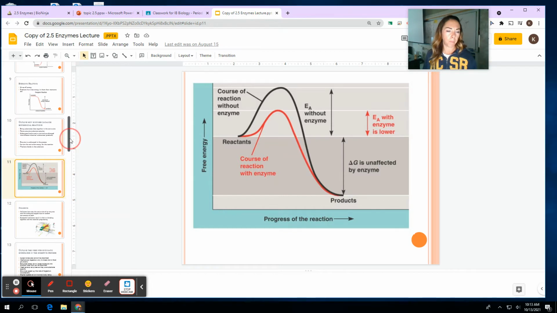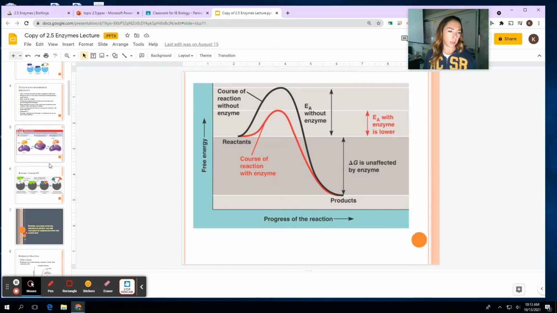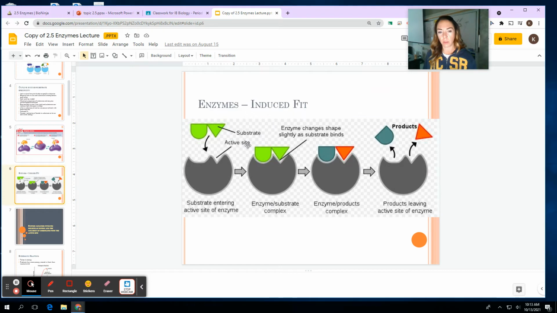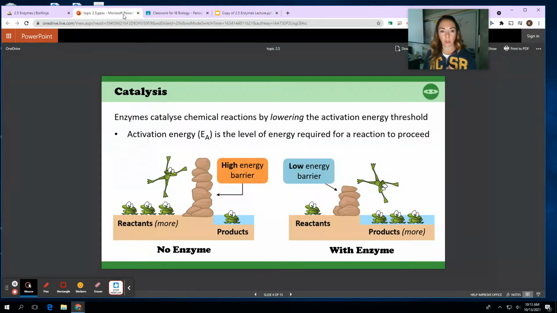Here's another one. I liked this one too, a visual for that as well. So I've got the substrates here. I've got the active site. They come together, they make the complex, and they break those things apart into a smaller unit. But again, with the enzyme not being changed within that reaction.